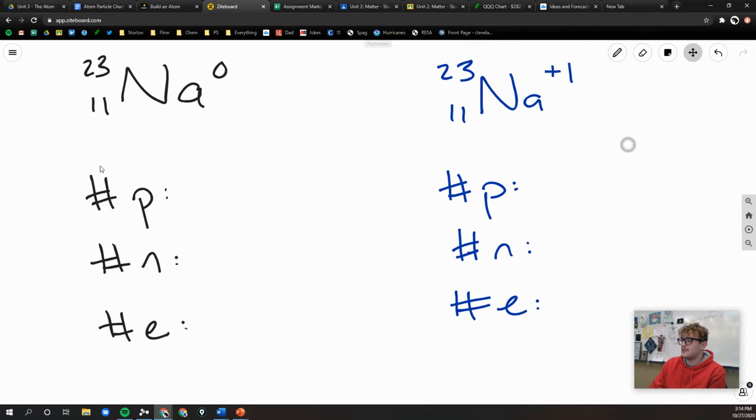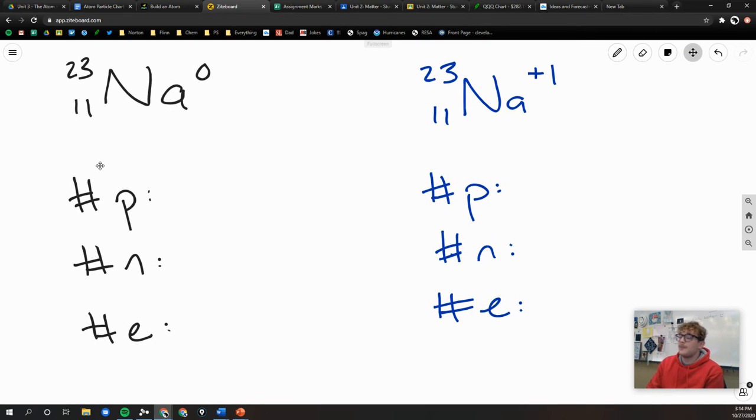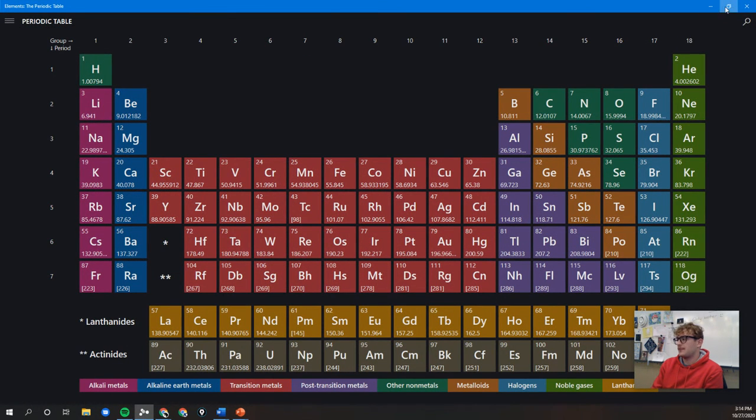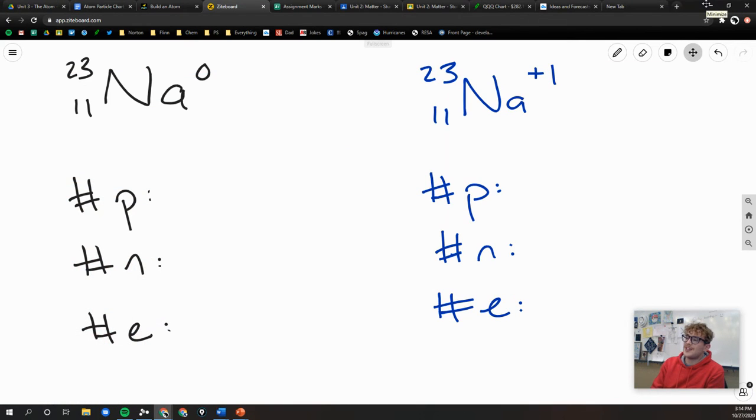All right, and lastly, let's do these. They're both sodium. Na stands for sodium. It is right here on the periodic table. They're both sodium, but notice they have different charges. That's important because it's going to determine something. So let's do these together.